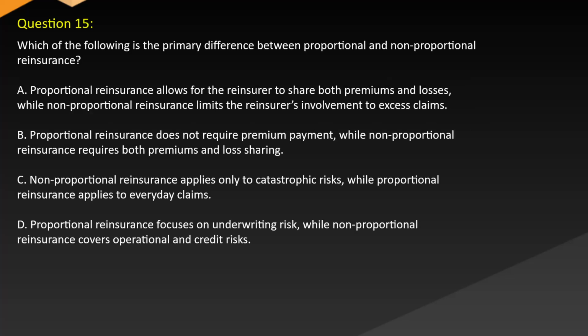Question 15. Which of the following is the primary difference between proportional and non-proportional reinsurance? A. Proportional reinsurance allows for the reinsurer to share both premiums and losses, while non-proportional reinsurance limits the reinsurer's involvement to excess claims. B. Proportional reinsurance does not require premium payment, while non-proportional reinsurance requires both premiums and loss sharing. C. Non-proportional reinsurance applies only to catastrophic risks, while proportional reinsurance applies to everyday claims. D. Proportional reinsurance focuses on underwriting risk, while non-proportional reinsurance covers operational and credit risks.